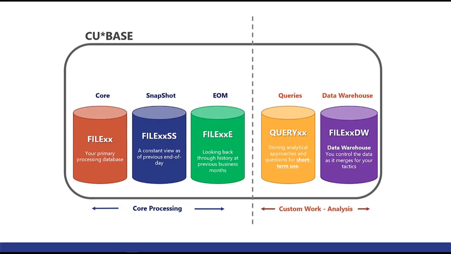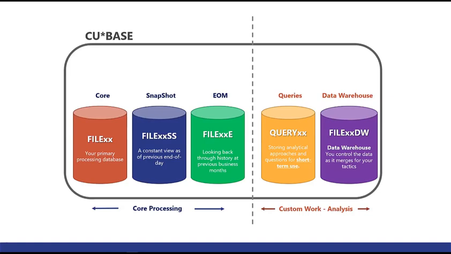So, this is rows and columns. This is numbers and text strings and date values. This is not pictures. This is not a place where we can store pictures or imaging data. Stuff like that. If you have questions about what exactly can be stored in this data warehouse in CU Base, then I encourage you to think about it as just exactly like, say, the core, FILExxDW.